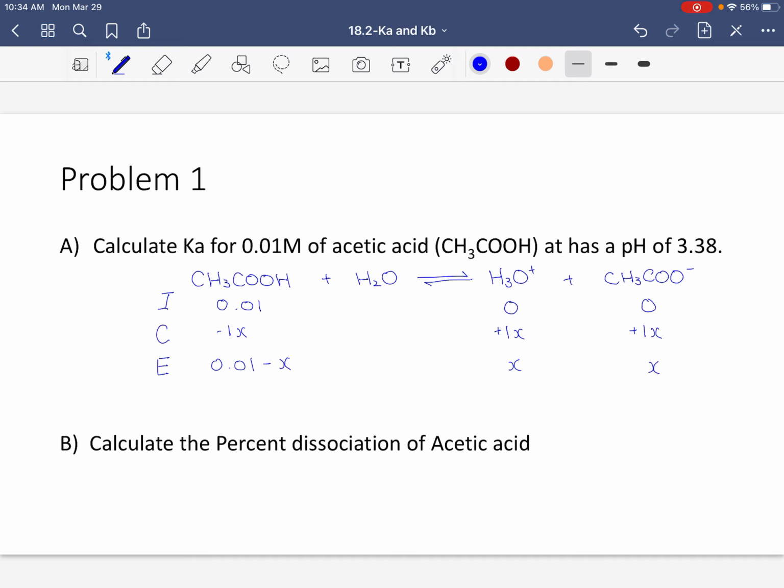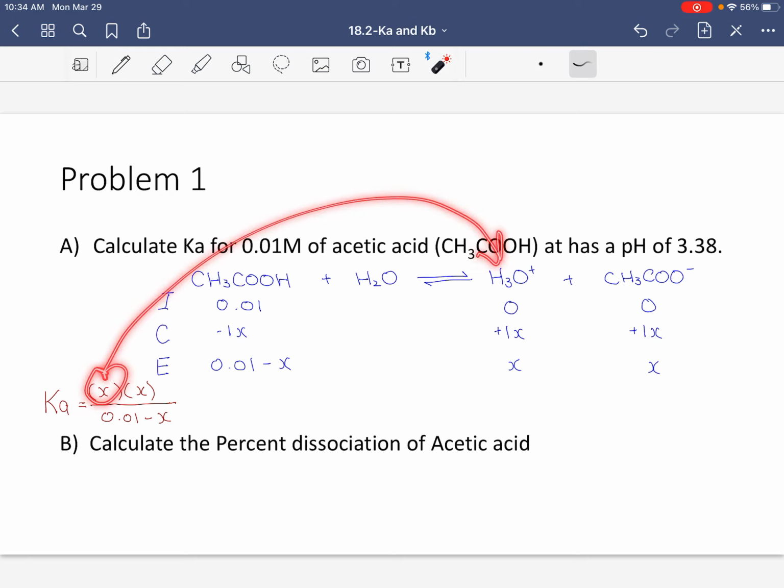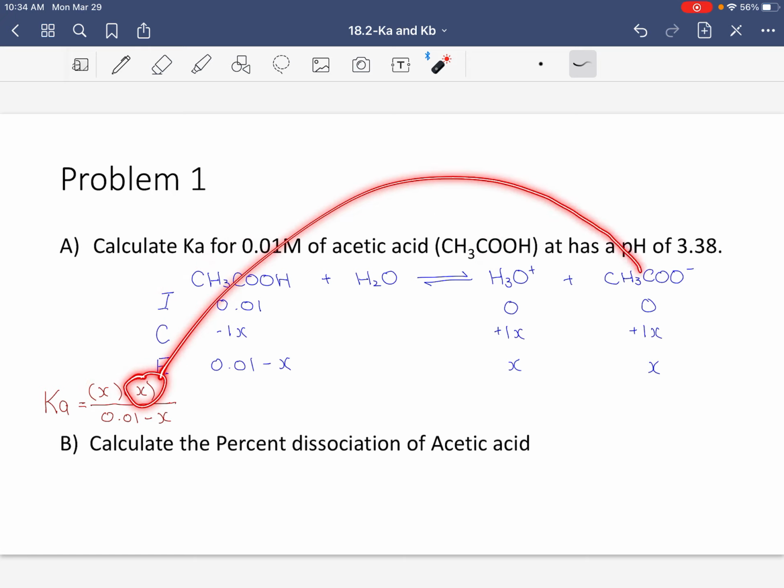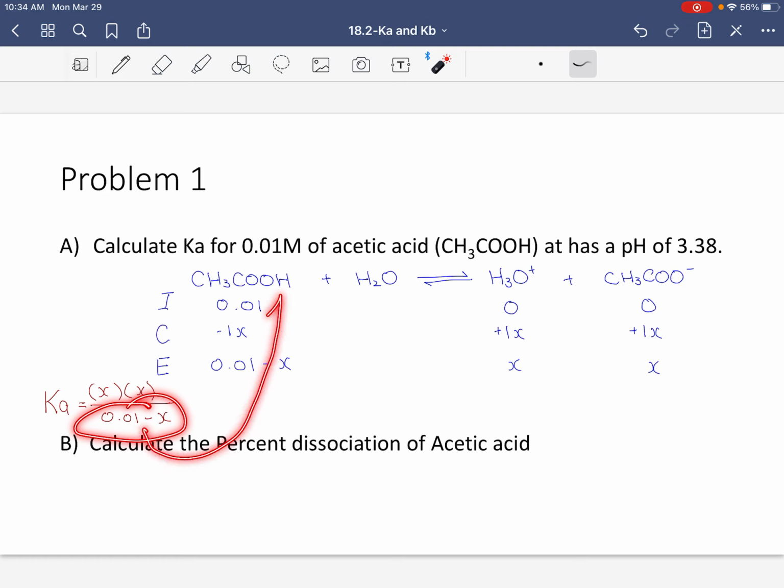Usually what I do here is I write out the equilibrium expression. And the expression here is that Ka is equal to x times x over 0.01 minus x. So that's what the expression is. This x right here represents H3O. This x right here represents acetate at equilibrium. Of course, this one is whatever is left of acetic acid at equilibrium.